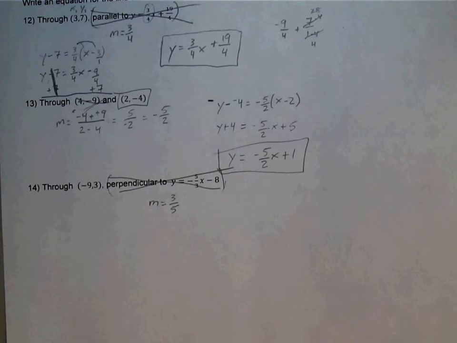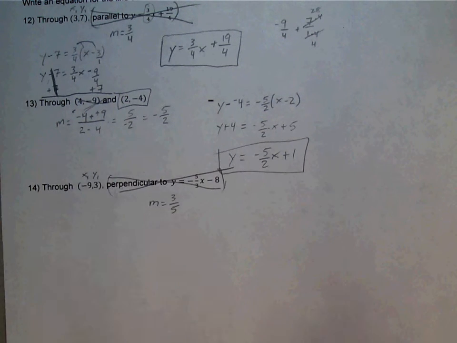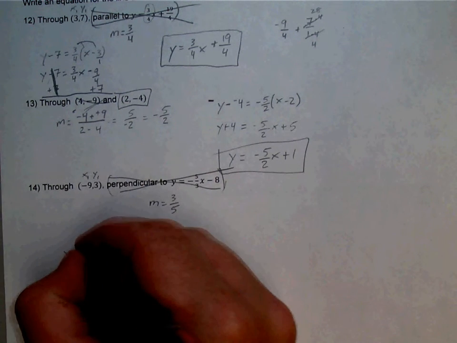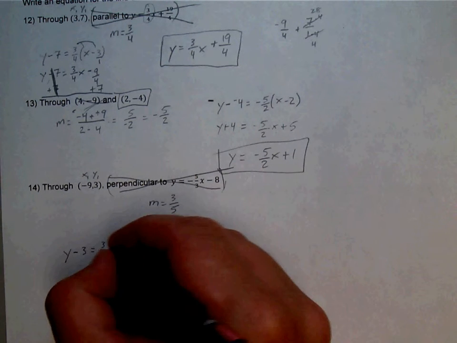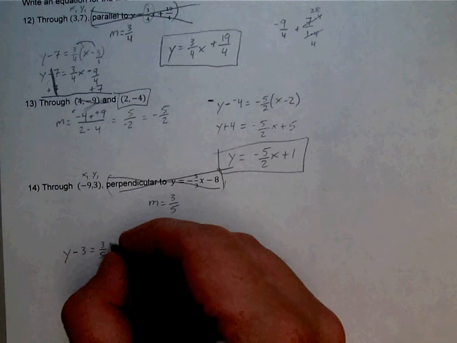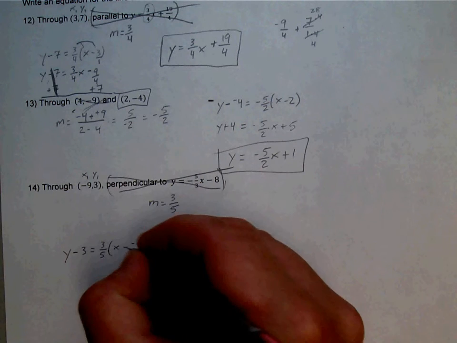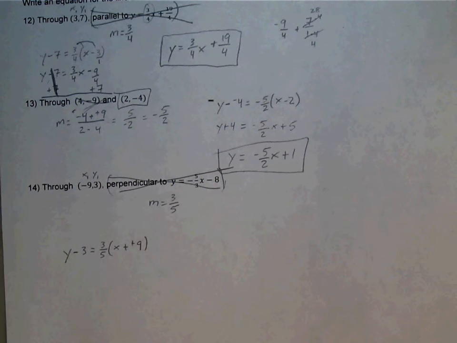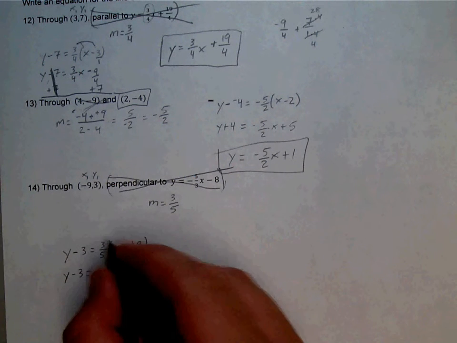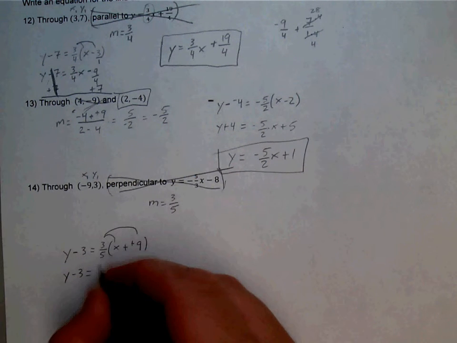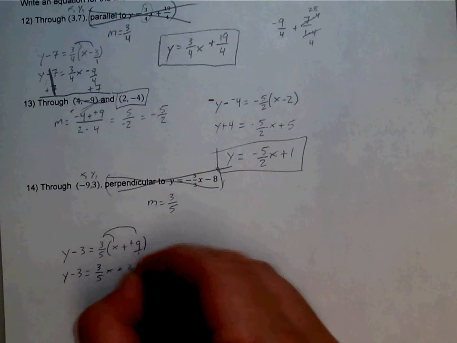So we're done with that equation. My ordered pair, I'm going to do x1, y1. So y minus 3 equals my slope of positive 3/5 times x minus x1, negative 9. Minus a negative is like plus. Y minus 3, and then distribute: 3/5 x. And that's like 9/1, so I get 27/5.